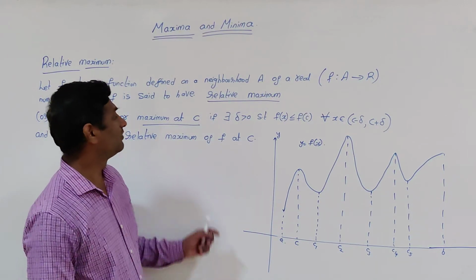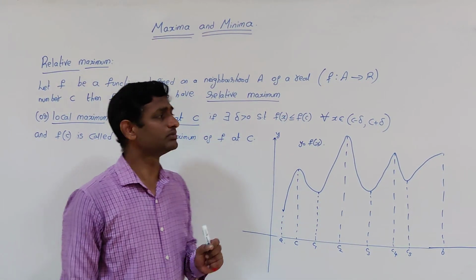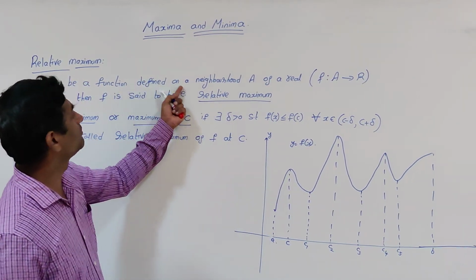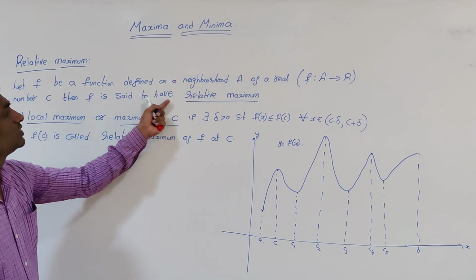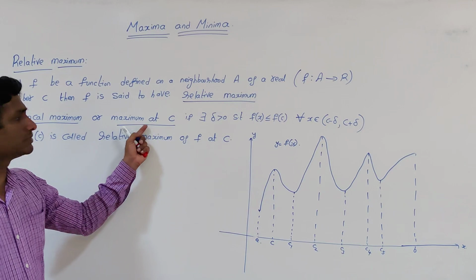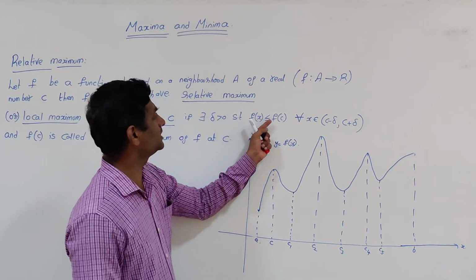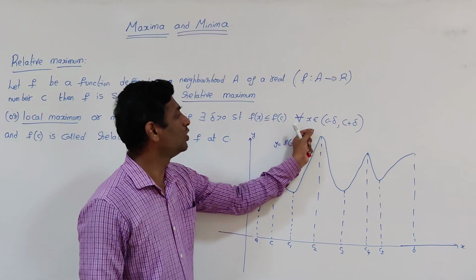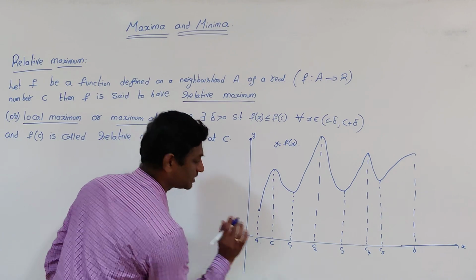Now, the definition of a local maximum. Let f be a function defined on a neighborhood A of a real number C. Then f is said to have a relative maximum, or local maximum, at C if there exists a delta greater than 0 such that f of x is less than or equal to f of C, for only a neighborhood of C. Normally this is C.